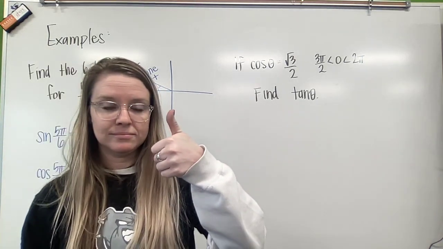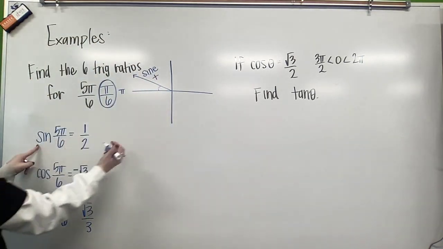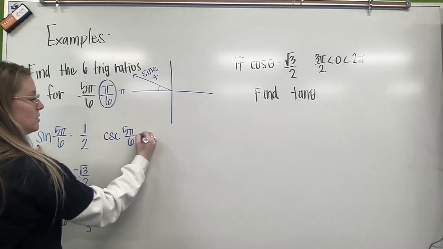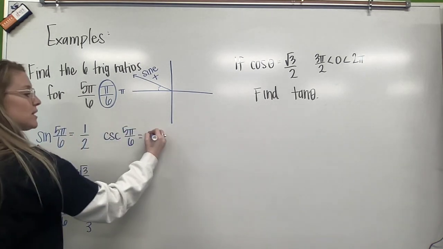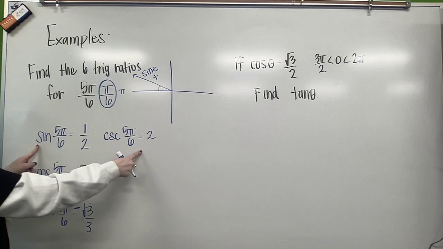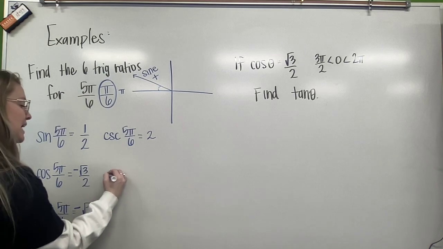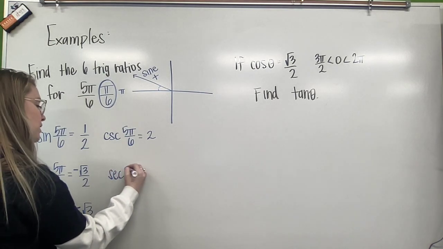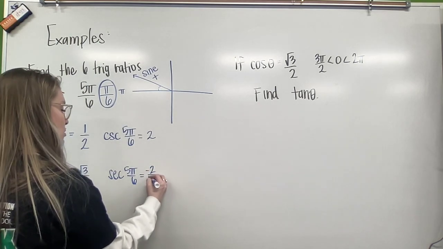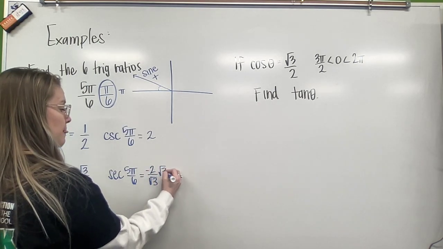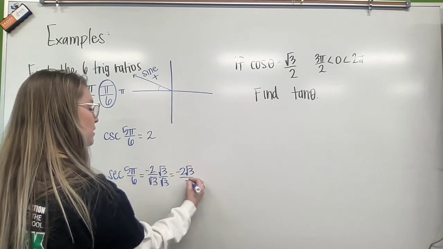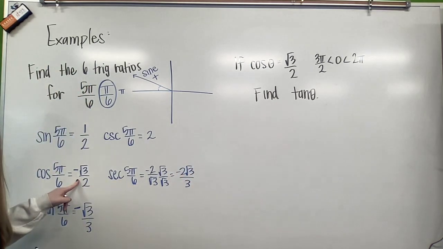Boom. Okay? And the reciprocals. We have cosecant of 5 pi over 6. It's the reciprocal of 1/2, so that's going to be 2. It's positive because sine is positive. Secant is the reciprocal of cosine. So we're going to flip this. We're going to get negative 2 over root 3. And I'm going to rationalize. So that's negative 2 root 3 over 3.